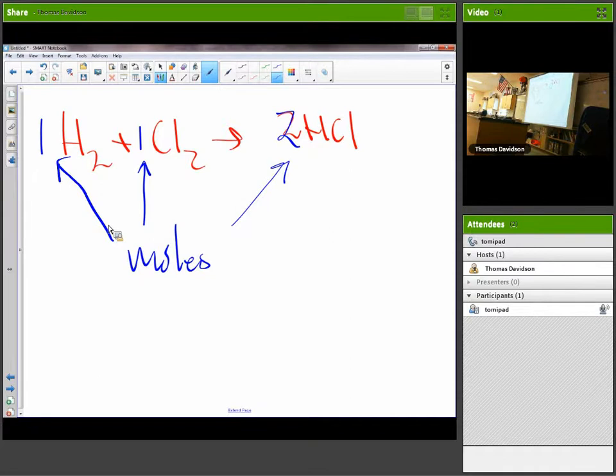Moles is our way to compare something to something else in chemistry land.